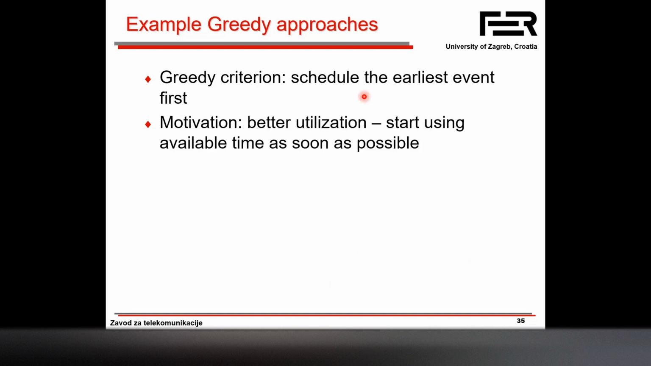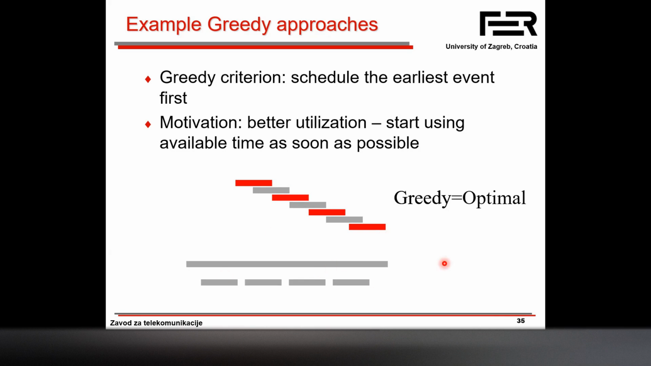Okay. What if we try to schedule the earliest events first, motivated by trying to better utilize our lecture hall, so we start by using available time as soon as possible. Let's say these are our possible events. Such a greedy approach would give us this solution. We schedule this first event, and as soon as it's done, we look at the next event which we can schedule. That's the third one. The second one is out. The fourth one we have to skip. Then the fifth and sixth. And that would also be the optimal solution. However, if this was the order of events, then clearly our greedy approach would not be optimal.